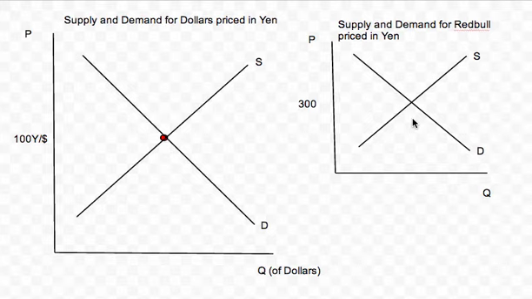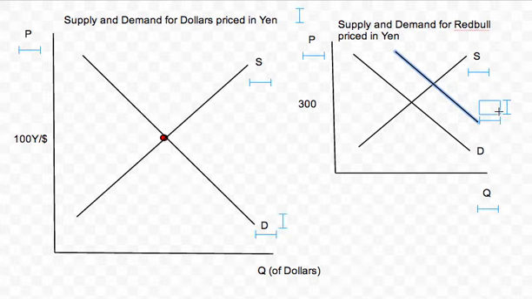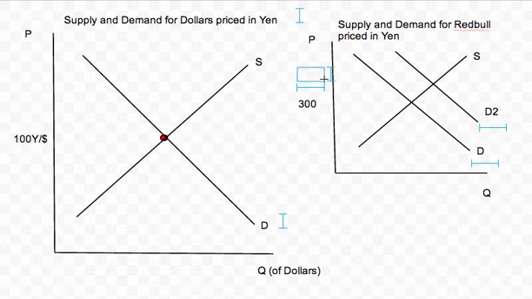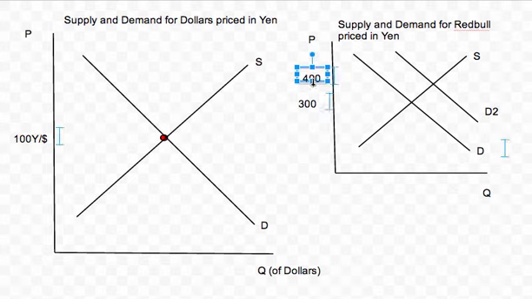So what will cause the exchange rates to change? Well, just like in the product market, if there is an increase in demand for Red Bull, let's say, what happens is there's a shift in the demand curve, and there is a new equilibrium, which would be at a higher price. So let's say this would be at 400. So again, it'd be 400 yen per Red Bull at the new equilibrium.